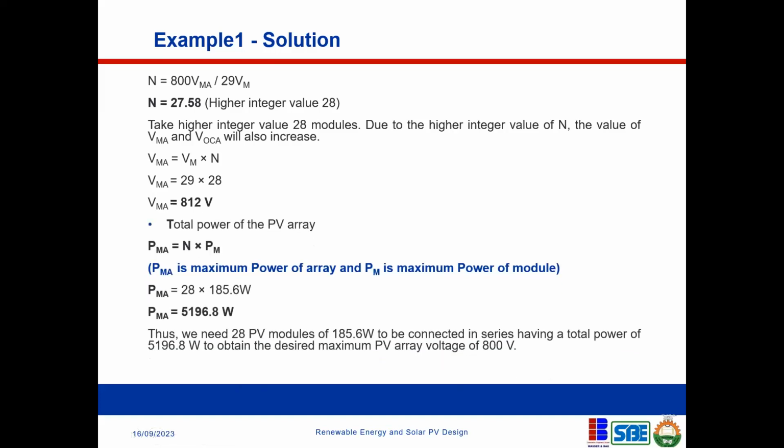Now, the question also asks us to calculate the total power of the PV array. That is the total power that is going to come out from that series connection. So we have 28 PV modules, and each PV module is 185.6 watts. So we'll just do a straight multiplication. If we multiply 28 by 185.6, we are going to have 5,196.8 watts. So this is the output from that PV array.